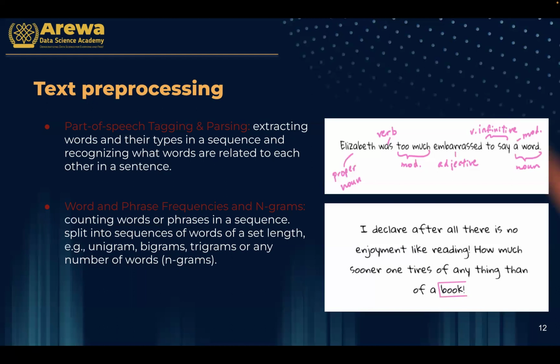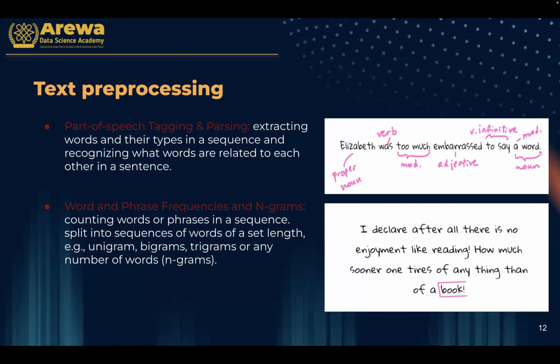Sometimes you are doing evaluation of, let's say, "I declare after all, there is no enjoyment like reading, how much sooner one tires of anything than of a book." So let's say you give this in Hausa, and then the machine, the model, or whatever NLP technique you used to generate the translation gives you something similar to this. If you want to do the evaluation, there is a way we do evaluation in machine translation where you generate all of these n-grams.